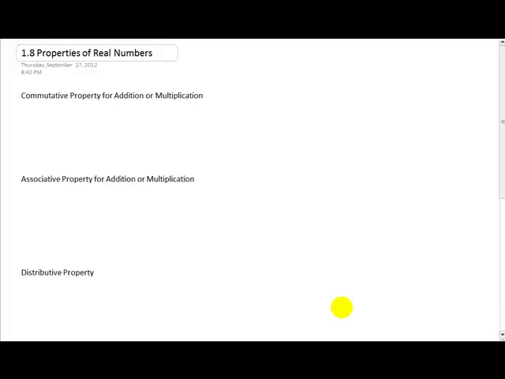1.8, properties of real numbers. Again, talking about those integers. Commutative property for addition or multiplication. The root word here is commute. And so that means we can go back and forth. We're talking about order here when we're talking about the commutative property.